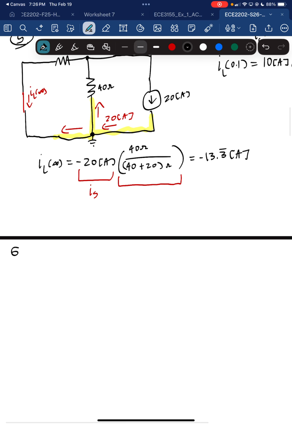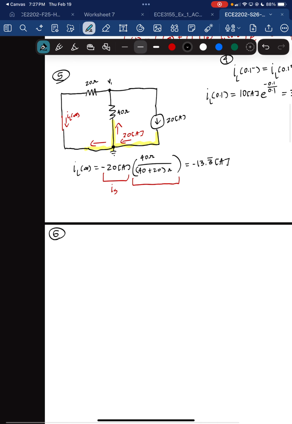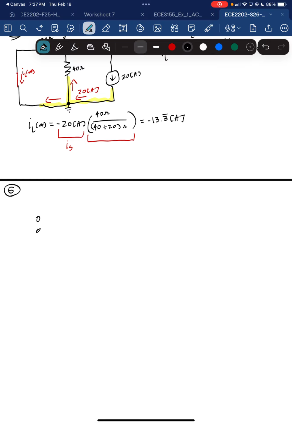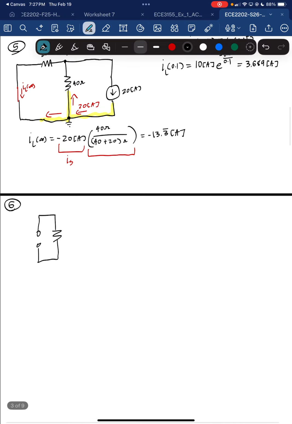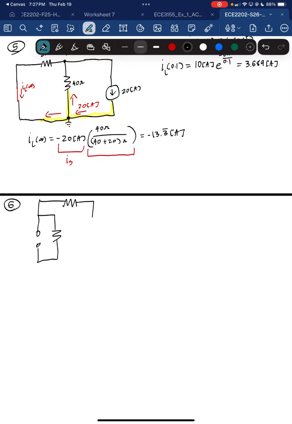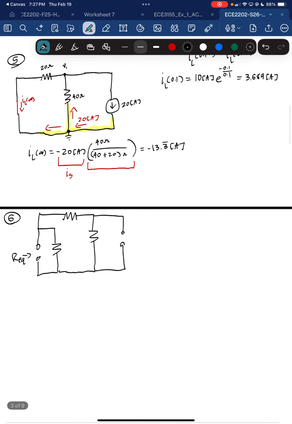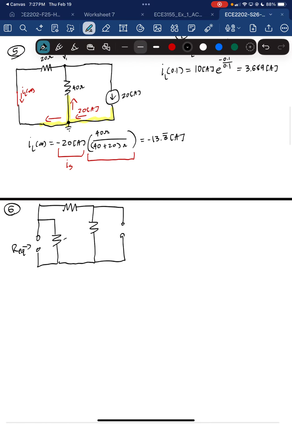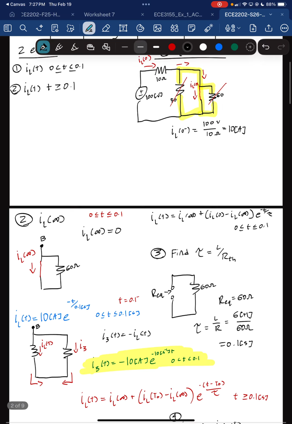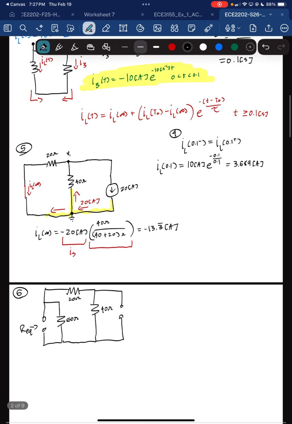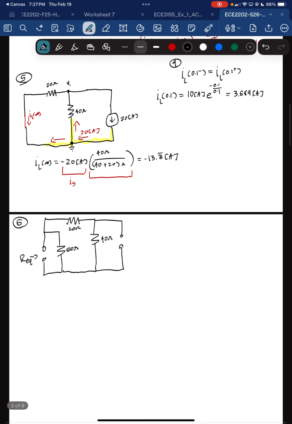So that is going to be our final condition. Now we are going to solve for our second time constant. And the procedure here is pretty similar. We remove the inductor, replace it with terminals, and solve for the equivalent resistance as seen by those two terminals, which is 60 ohms, 20 ohms, 40 ohms, right? 60, 20, 40, yep.